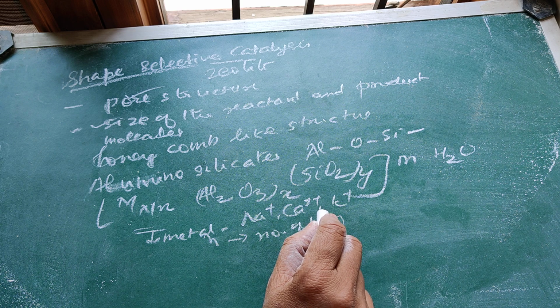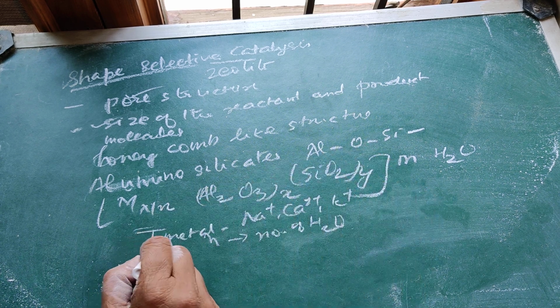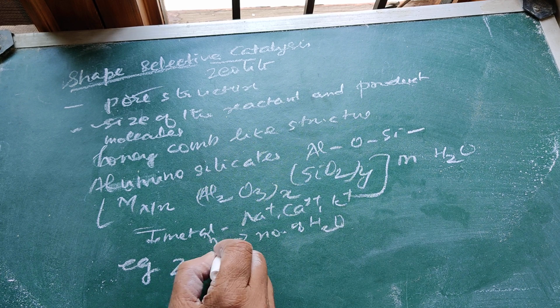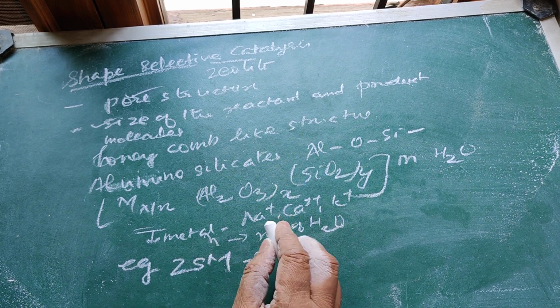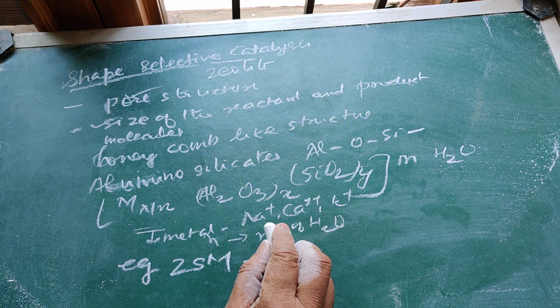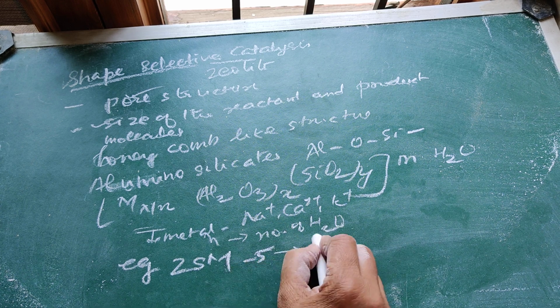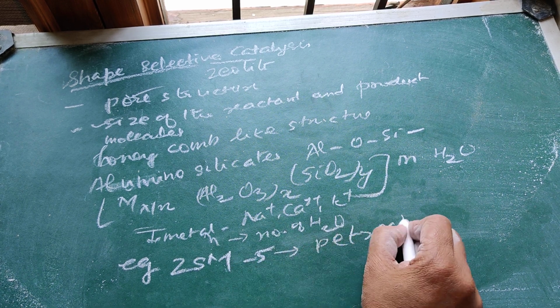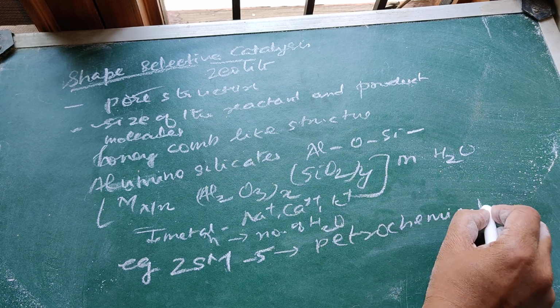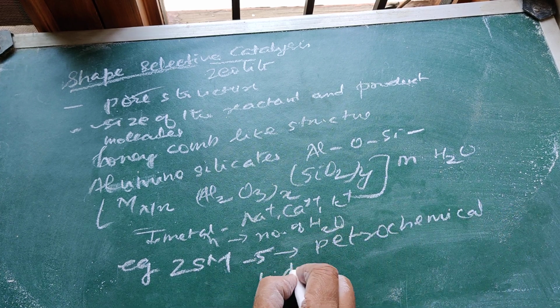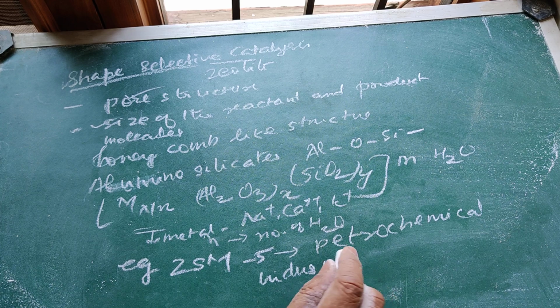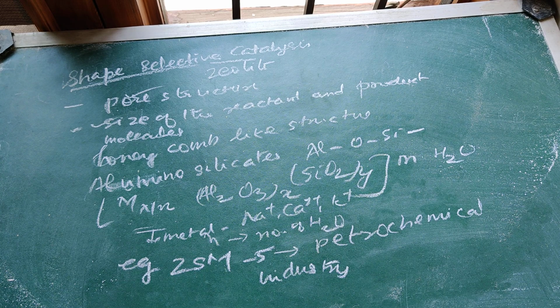They are used in petrochemical industries for cracking of hydrocarbons and isomerization. Example, ZSM-5. This is the catalyst that is used in the petrochemical industry. This hydrated zeolite is also used as an ion exchanger in softening of hard water.